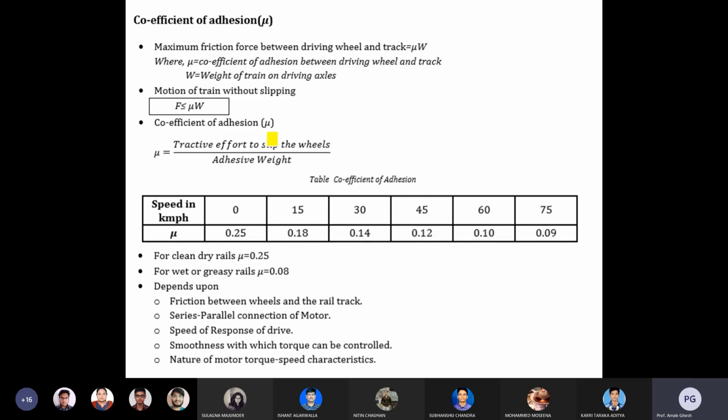Okay. Now the coefficient of adhesion. Okay, so what does coefficient of adhesion mean? If you want movement of your wheel on the rail, initially what happens, it does not try to move. Okay, that portion I have already discussed, still I am going to rediscuss some of the portions. Okay, maximum friction force. So the maximum friction force between your wheel and track is mu into W, and your total force should be less than your mu into W.